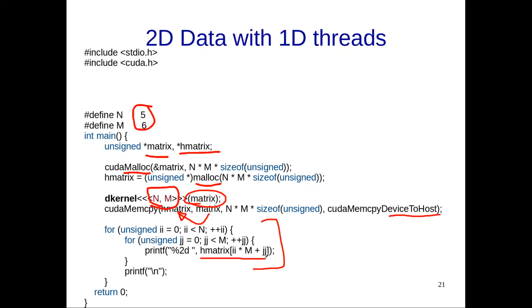as H matrix of II into number of columns plus J. So this is just printing of any 2D matrix, based on n rows and n columns. So I'm now calling this kernel from n comma m.